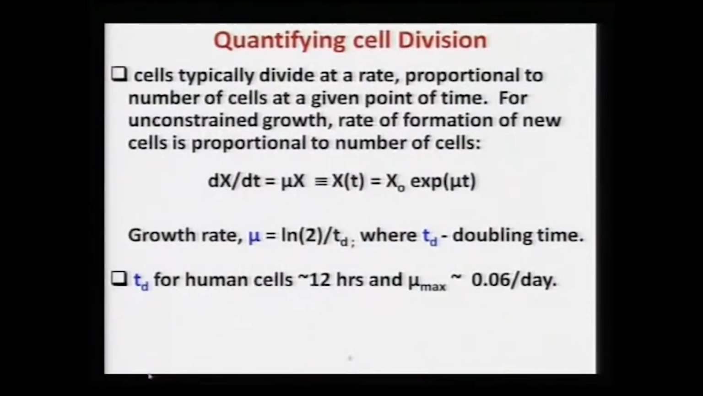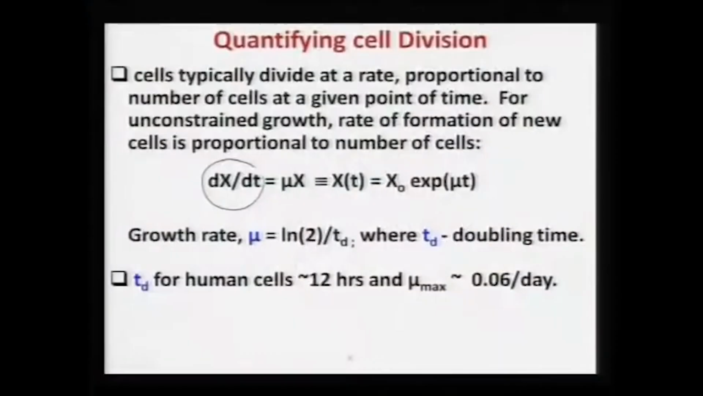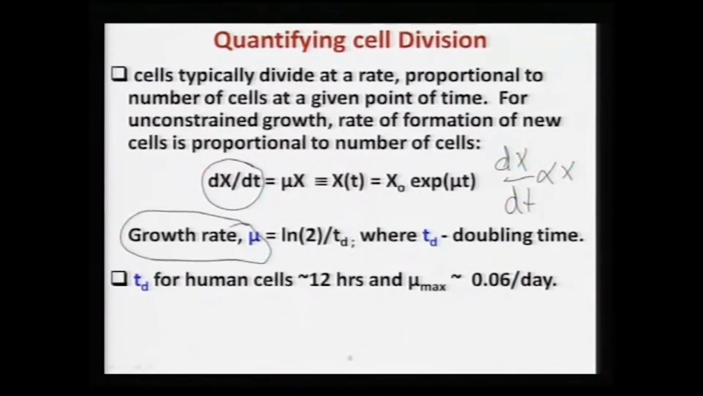Now, this is quantifying the typical cell cycle. Cells typically divide at a rate which is proportional to the number of cells at a given time frame. That means, at any given time t, the cell growth or cell division rate dx by dt, where x is the number of cells at that point of time, is proportional to x. The proportionality constant is mu. Mu is nothing but the growth rate here.